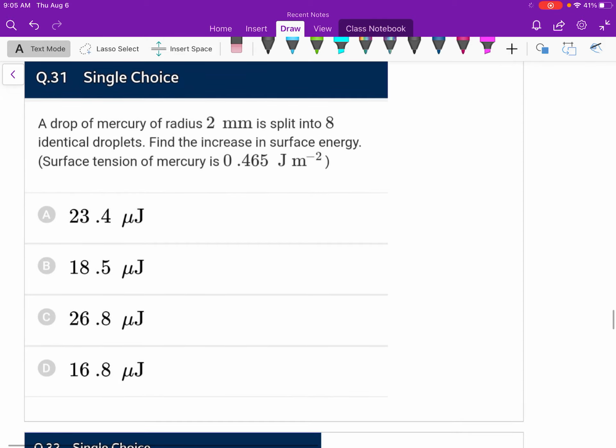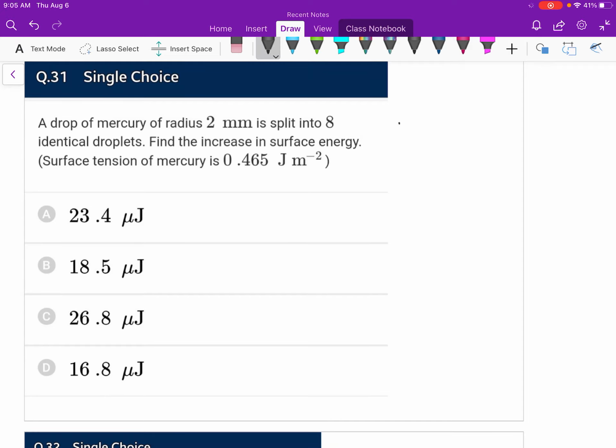A drop of mercury of radius capital R is split into n identical droplets. Find the increase in surface energy. So capital R is n to the power 1 by 3 times small r. So small r is capital R upon 8 to the power 1 by 3, which is capital R by 2, which is 1 mm. So this is the radius of the smaller drop. Now the increase in surface energy, delta U, is 4 pi r square S into n.